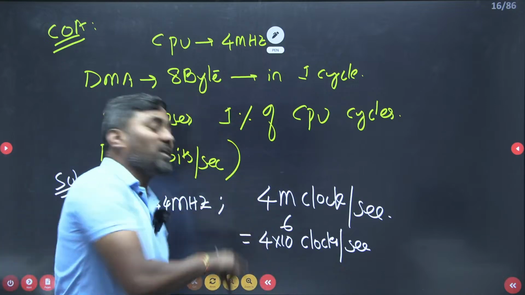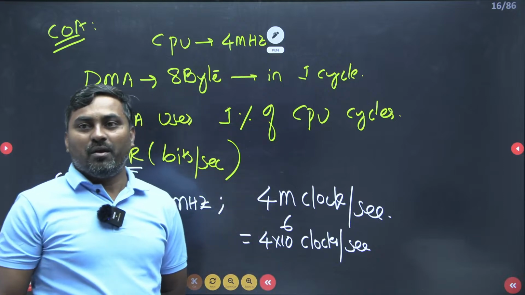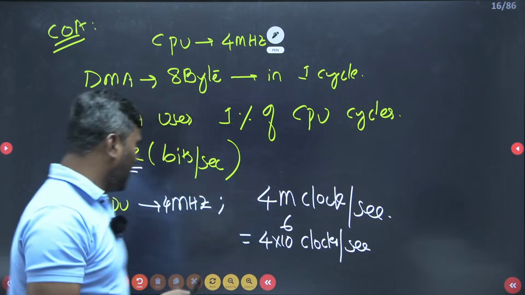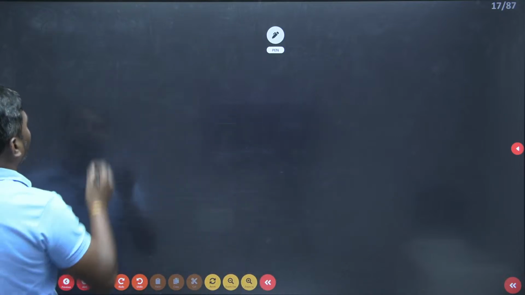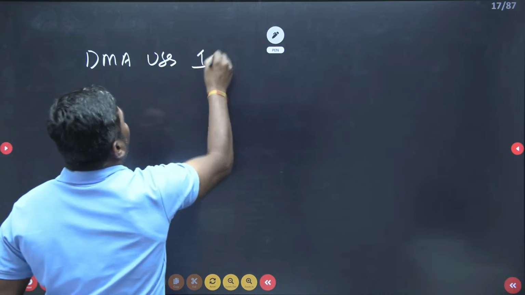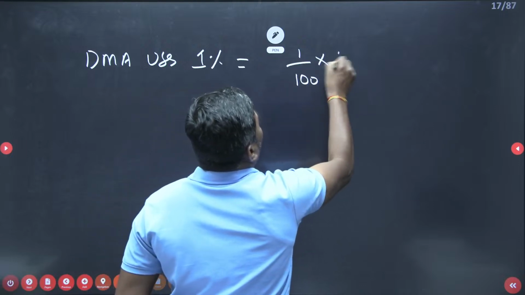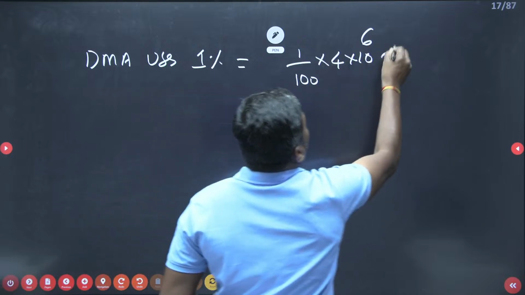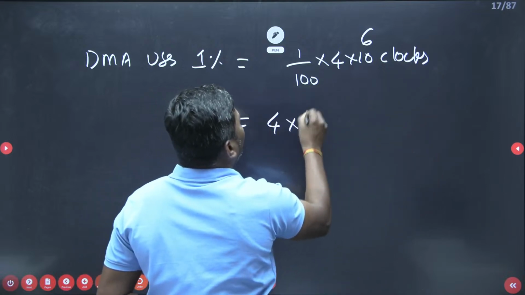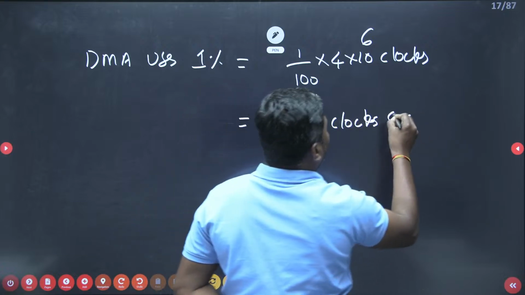Per second this many clocks are generated. But out of which, how much is DMA using? 1%, right? So DMA uses 1% of it. That is 1%, nothing but 1 by 100 into 4 into 10 power of 6 clock cycles. So this value is how much? 4 into 10 power of 4 clocks used, clock cycles used.